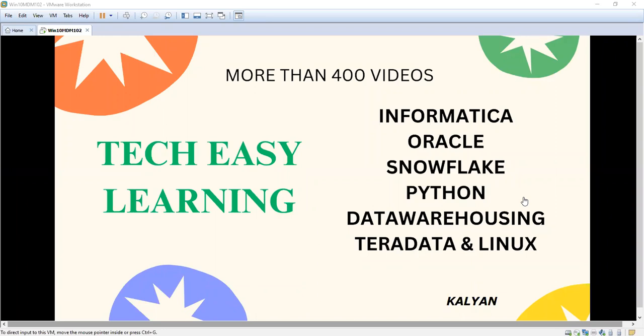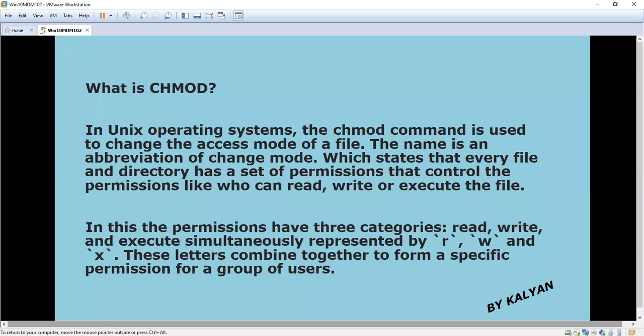Today we are going to see a topic in Linux, that is chmod. In Unix operating system, chmod is used to change the access mode of the file. The abbreviation is chmod, that is change access mode.